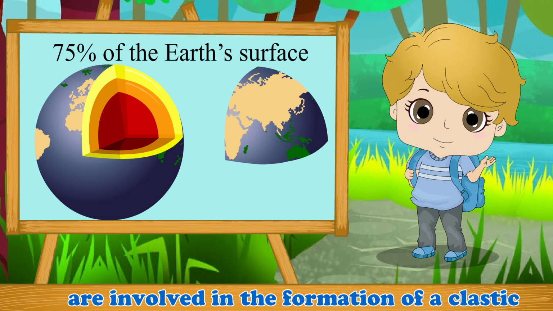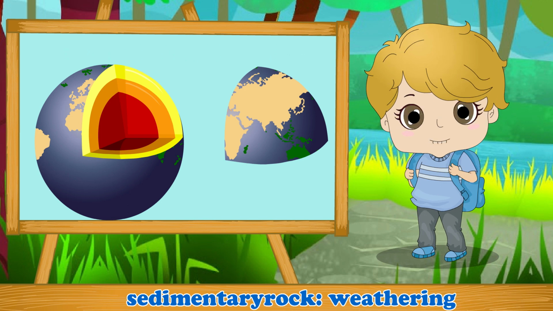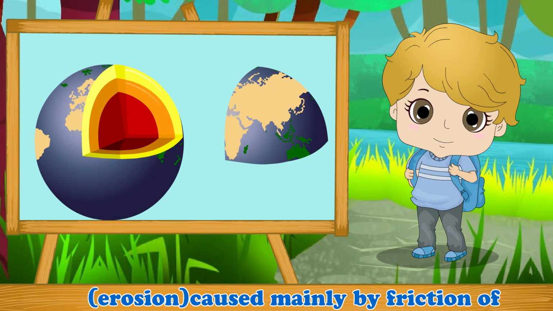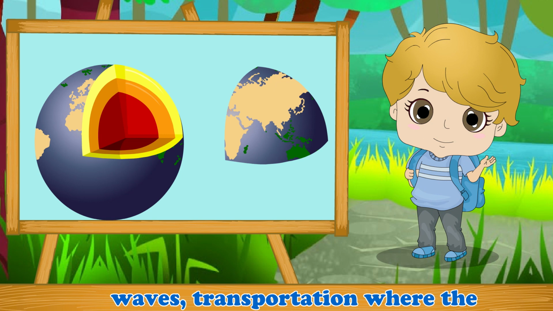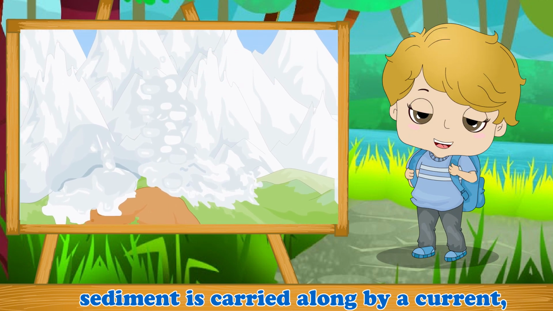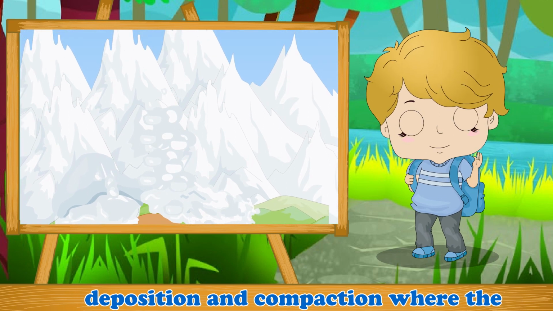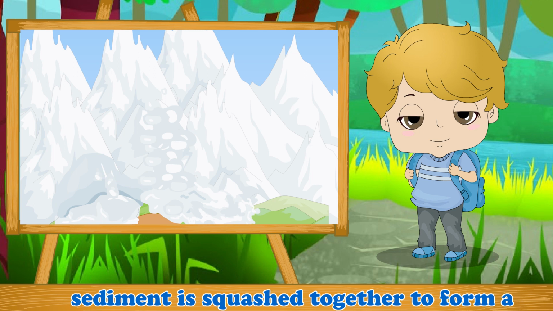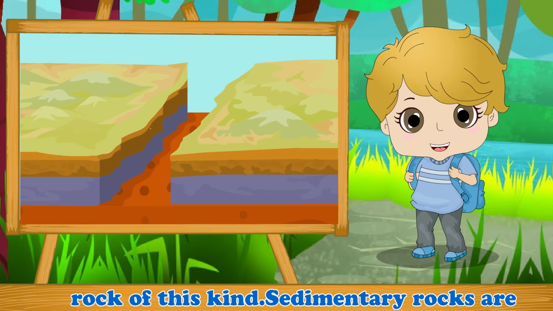Four basic processes are involved in the formation of a clastic sedimentary rock: weathering; erosion, caused mainly by friction of waves; transportation, where the sediment is carried along by a current; deposition; and compaction, where the sediment is squashed together to form a rock of this kind.